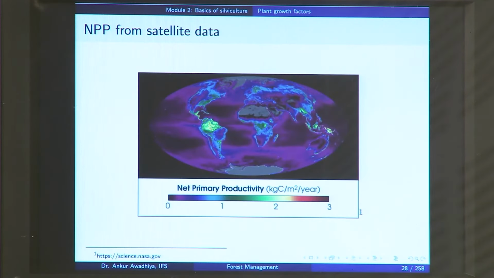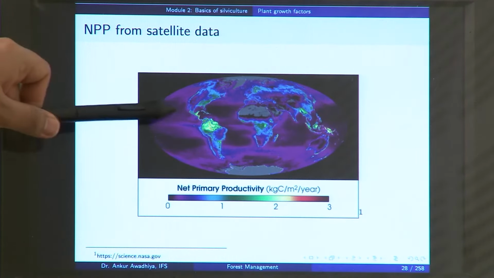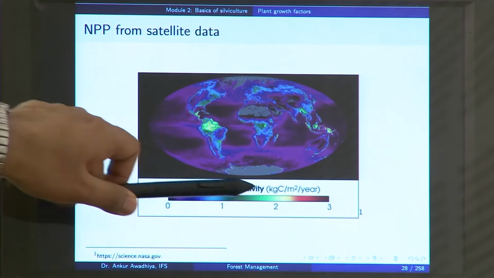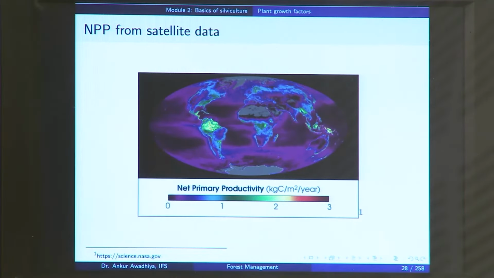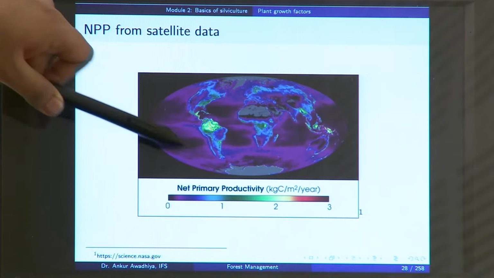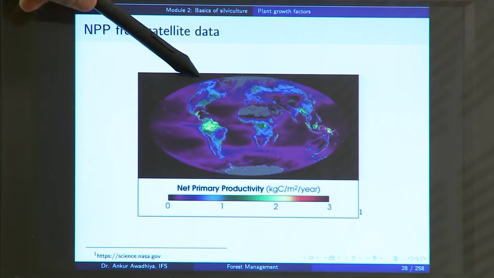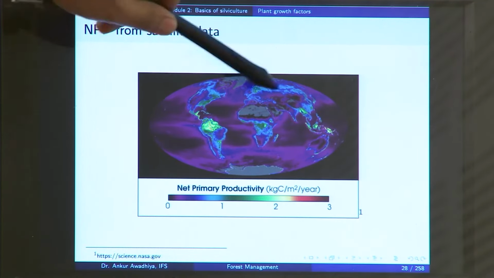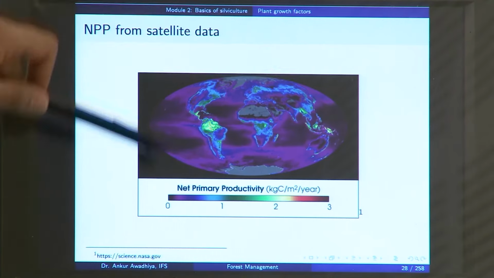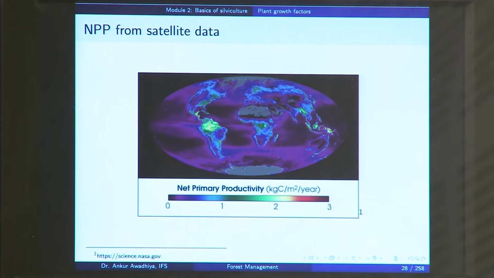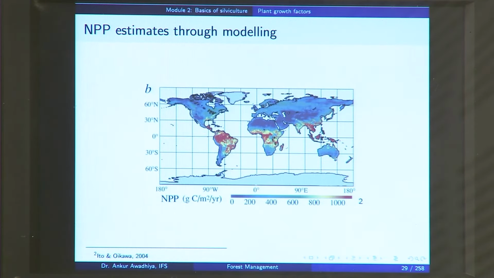Now, the net primary productivity can be discerned from satellite data. In this satellite data, what we are seeing is that in areas like Brazil, you have a high amount of net primary productivity as compared to the ocean. In the oceans, the primary productivity is less. We can also see that in the polar areas, the primary productivity is less as compared to the subtropical areas. You can also figure out the net primary productivity using computer modeling.